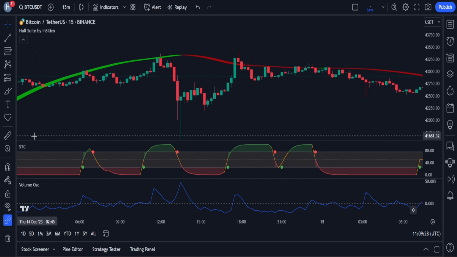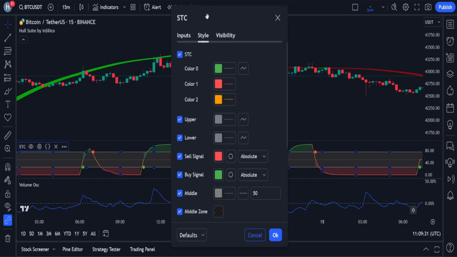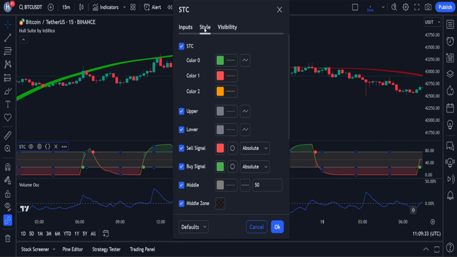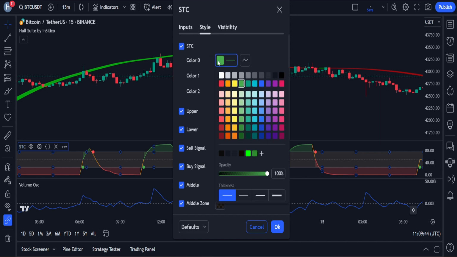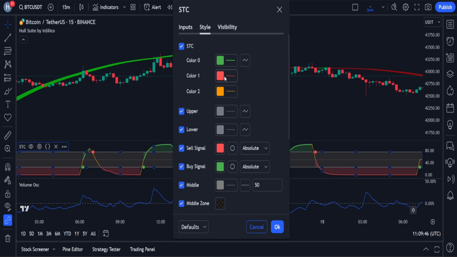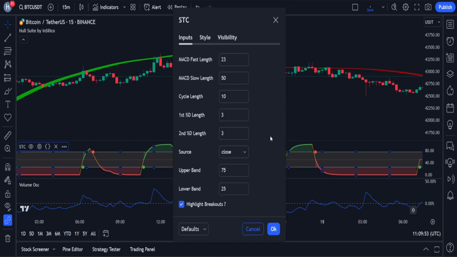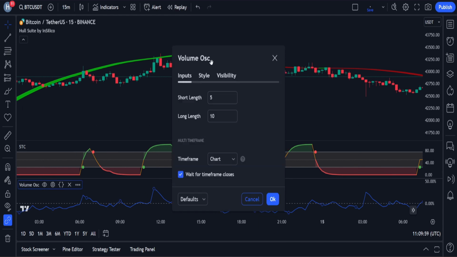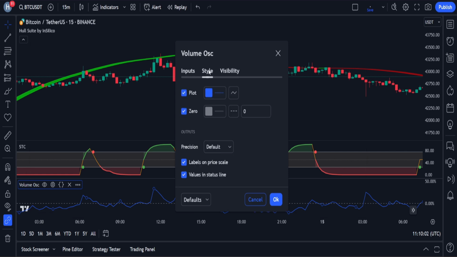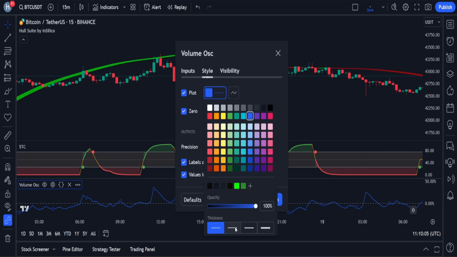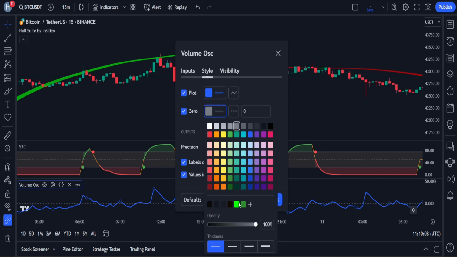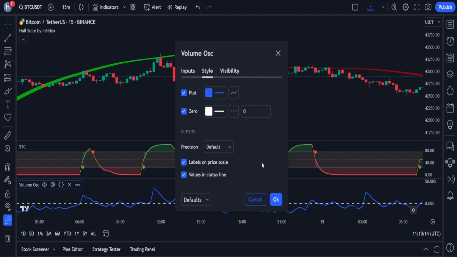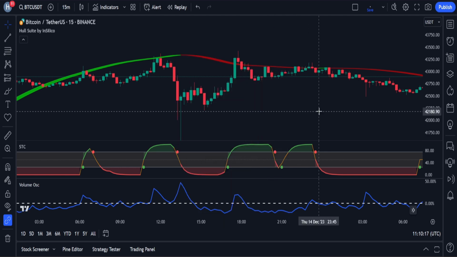So we will head over to the STC indicator settings and navigate to the style tab. I will change the style of the lines to make the indicator easier to read. You can change this according to your liking. We won't be changing the input settings of the STC indicator, so you can close the indicator settings. Now let's head over to the volume oscillator settings. We will be making the volume oscillator line a bit more visible. So head over to the Style tab and change the color and thickness of the plot. After you have done that, do the same for the zero line. That was all that we needed to change regarding the indicator settings.